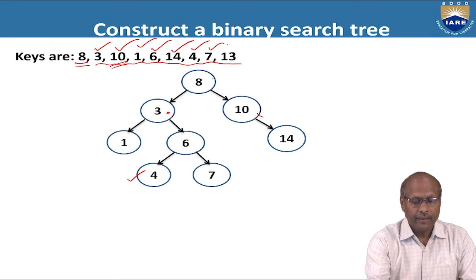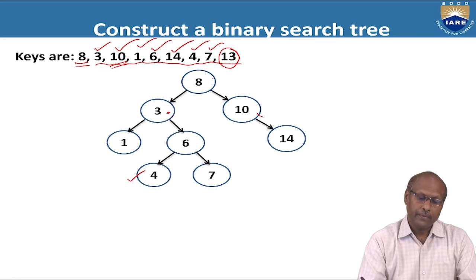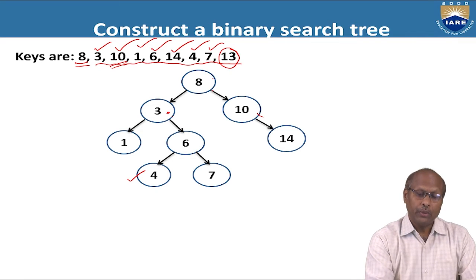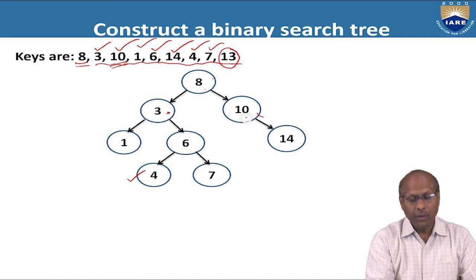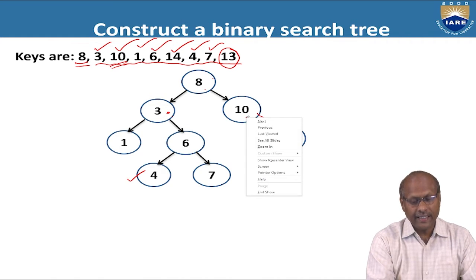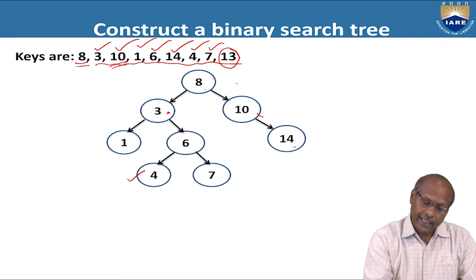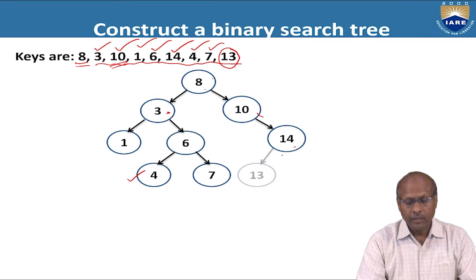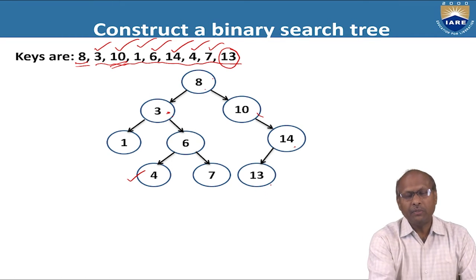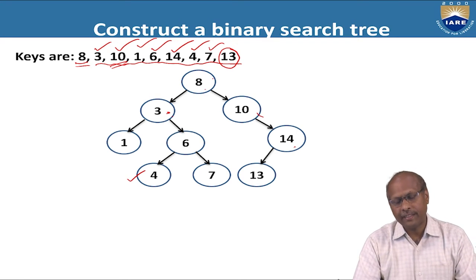Next is 13. Now observe where 13 will be inserted. You have to start checking from the root. 13 is greater than 8, so come to the right side, but 10 is already there. Now compare 10 with 13. 13 is greater than 10, so right side, but 14 is already there. Now 13 is less than 14, so left of 14. So 13 is inserted. This way you can construct a binary search tree.